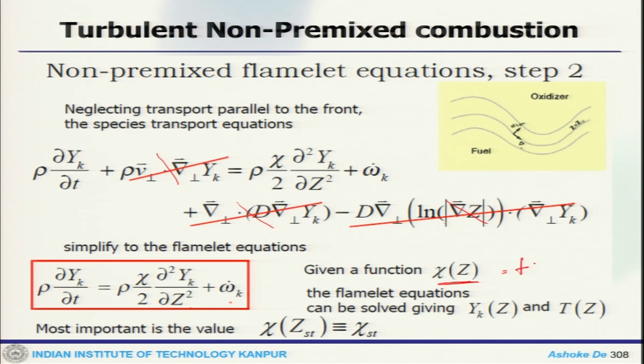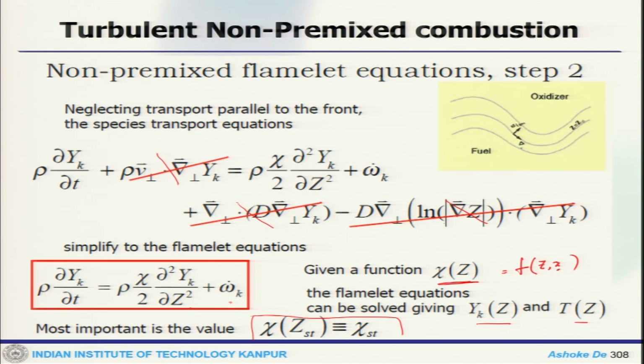it is a function of Z and the local, the global coordinate system, or the coordinate system where the mean flow field is solved. Now the Flamelet equations can be solved, which are a function of Z, and for this an important value is the scalar dissipation rate at stoichiometry. So that is what you get.